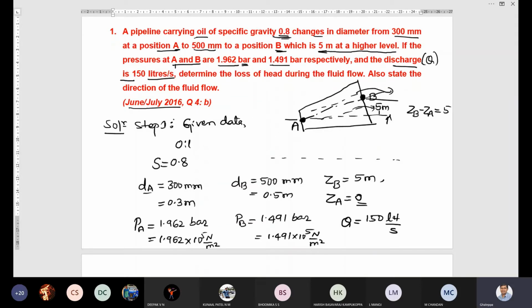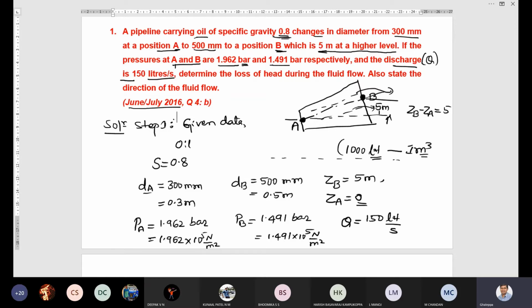So liter is a CGS unit, you convert into SI unit. So what is the conversion? 1000 liters is equal to 1 meter cube. Liter is also a unit of volume. Meter cube is also a unit of volume. Meter cube is the SI unit. So we need to convert 150 liters to meter cube.